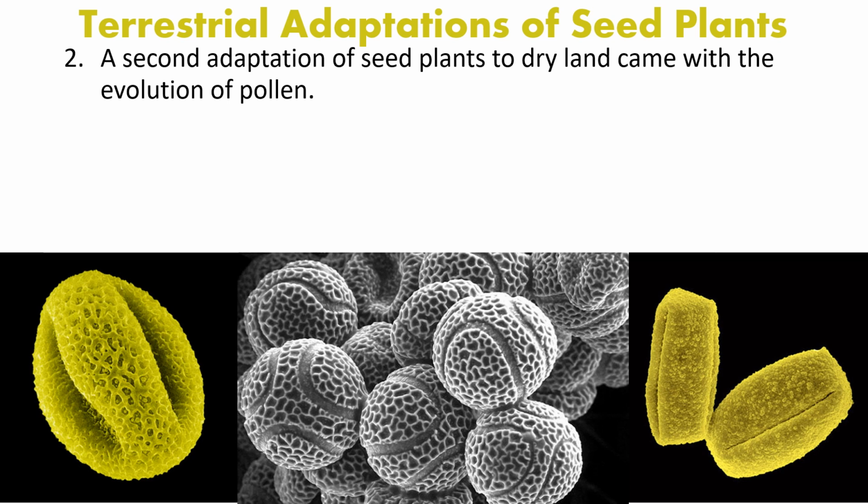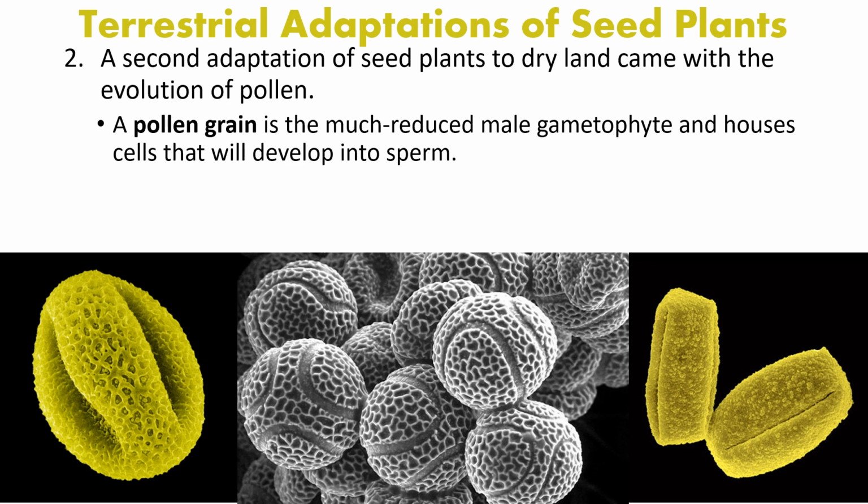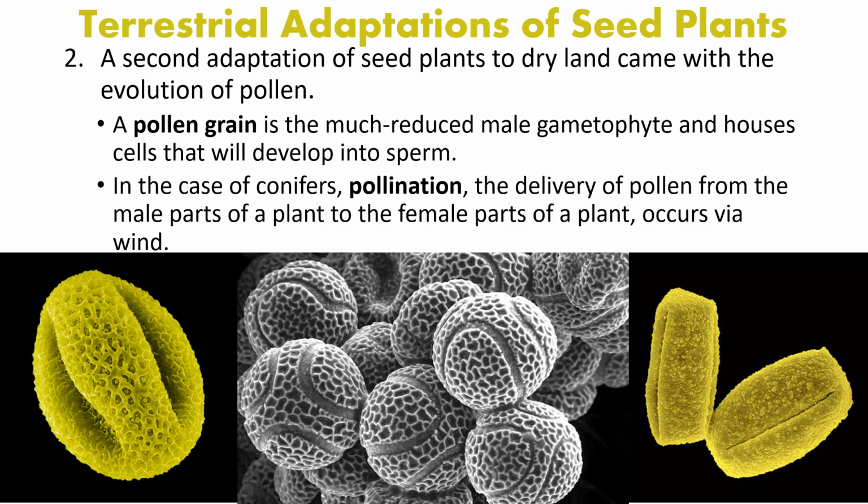The second major adaptation for the seed plants is the evolution of pollen. So a pollen grain is a very small male gametophyte, and it's going to house the cells that develop into the sperm. So I would just think of pollen grain as being sperm. It has the male DNA that will then be able to fertilize the female egg. Now, in the case of conifers, the pollen is the way the sperm is delivered to the female, and this is all going to occur via wind.